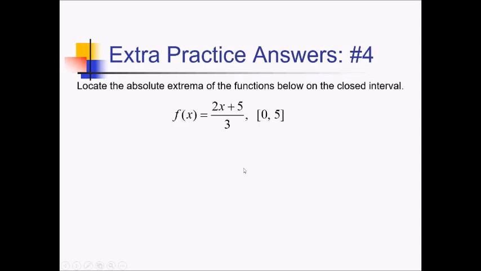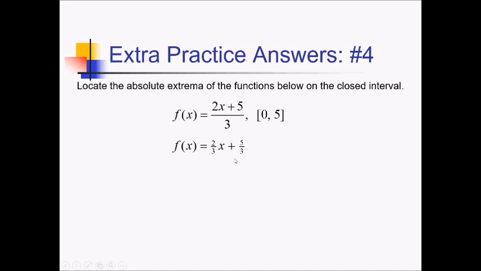For this problem, we're trying to find the absolute min and max for this function. So to make our lives a little bit easier, let's rewrite this as a polynomial. So we've got 2/3 x, dividing both of these things by 3. We have 2/3 x plus 5/3.